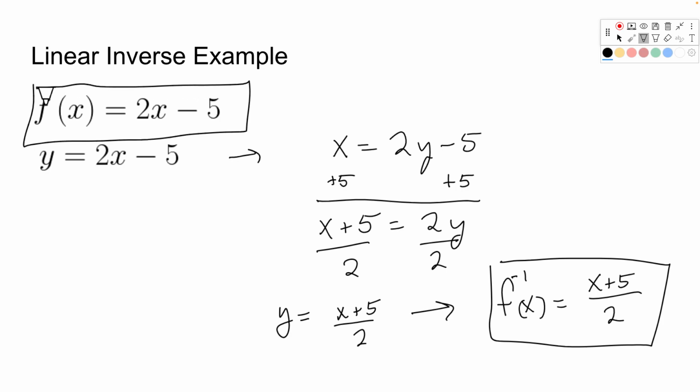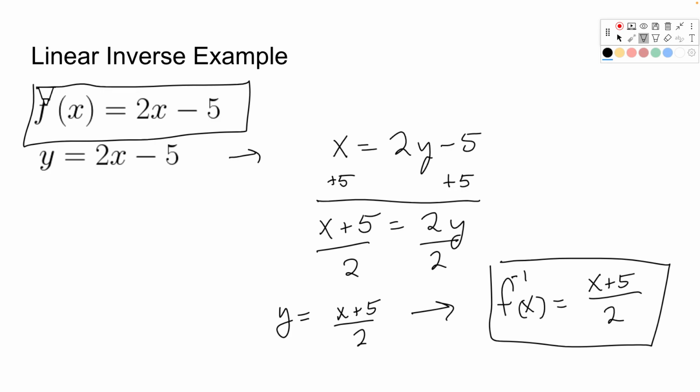So just rewrite it in function notation, write it as y, then switch the x and y. That step makes it an inverse, and then we solve for y just to make it look pretty and to be able to put it in inverse function notation. You need to get the y by itself.